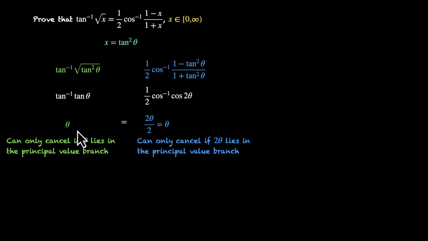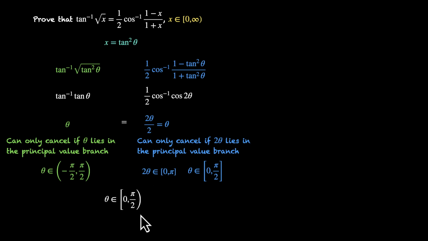So if theta lies in the principal value branch of tan inverse, this means theta belongs to these two quadrants, 4th and 1st. Theta belongs to minus pi by 2 to pi by 2. And here we get the constraint 2 theta belongs to this set, 0 to pi. This is the principal value branch for cos inverse. If we divide by 2, we get theta belongs to 0 to pi by 2. Now we are doing both of these, which means theta satisfies both of these conditions. So if we take the intersection, we get that theta belongs to 0 to pi by 2, the first quadrant.